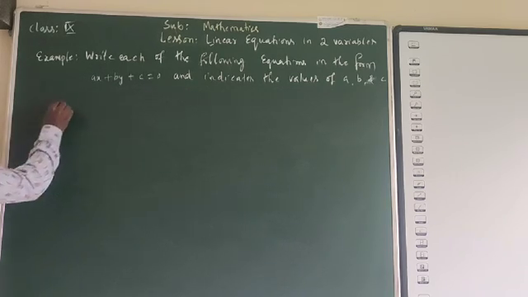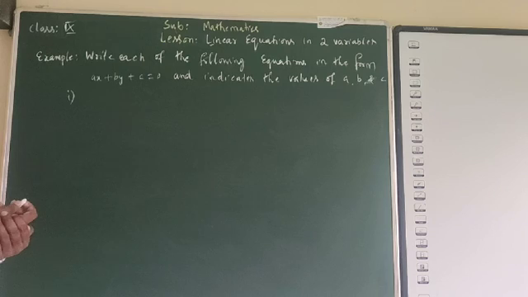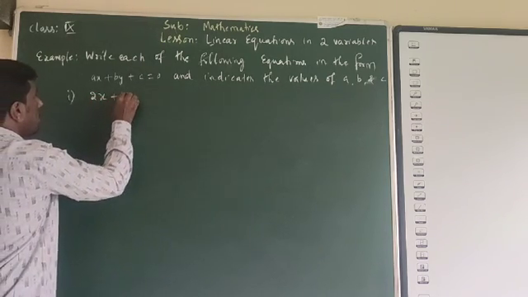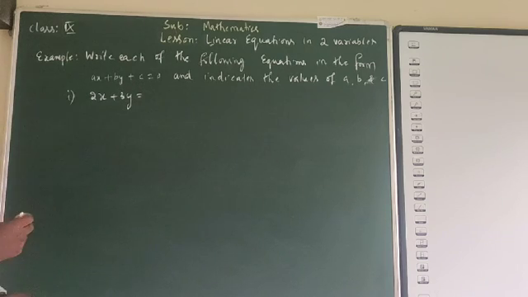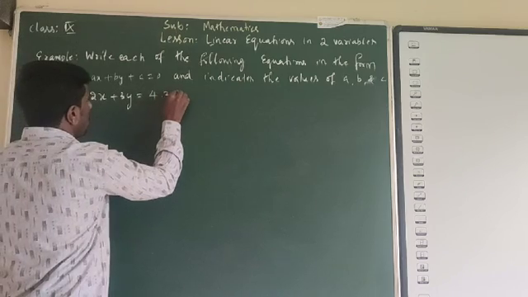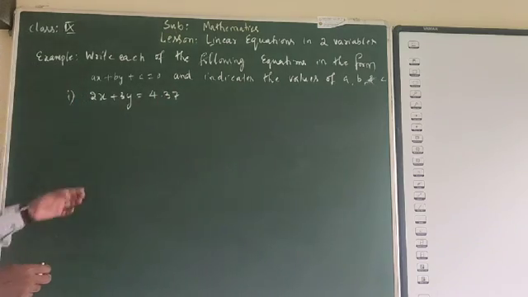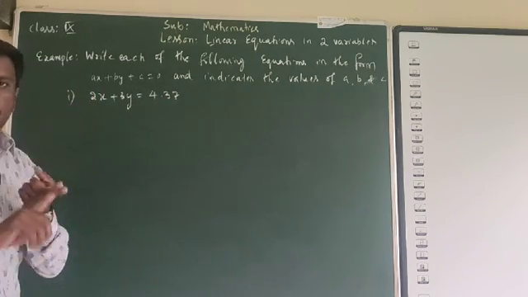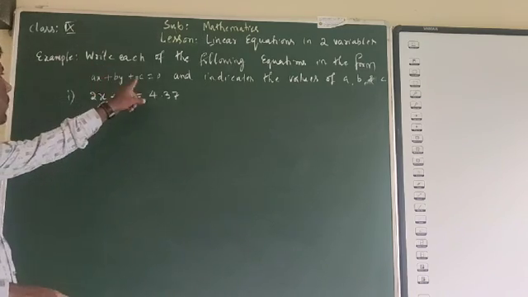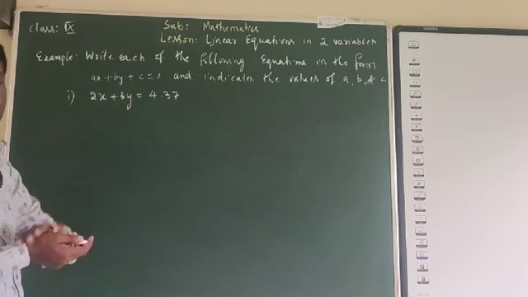Okay. So the first question is 2x plus 3y is equal to 4.37. In this equation we should write what is the value of a, what is the value of b, and what is the value of c. We should write it in the form ax plus by plus c. In that form we should write.